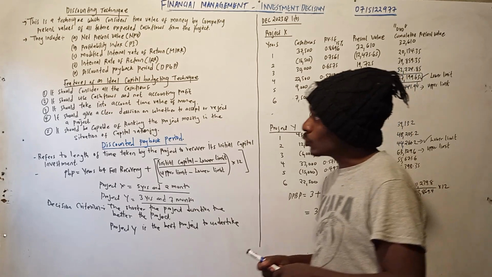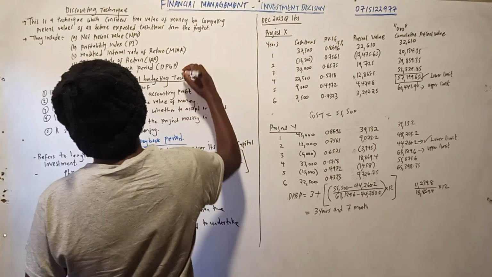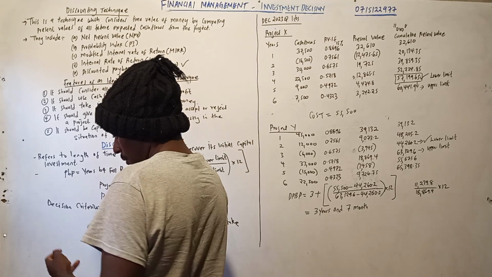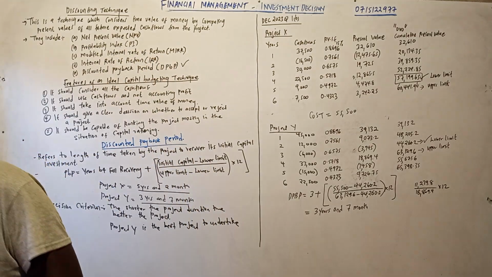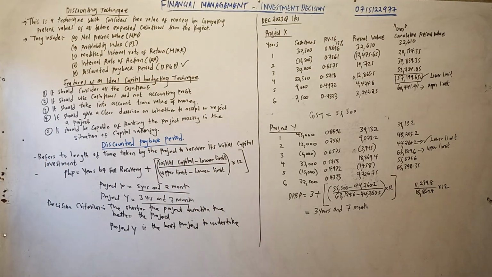Now we can go to the next one. So that one, let me take it. Then I may tick. It's a tick. So we can go to the next one. I don't know which one we should go. We can go to the modified internal rate of return.